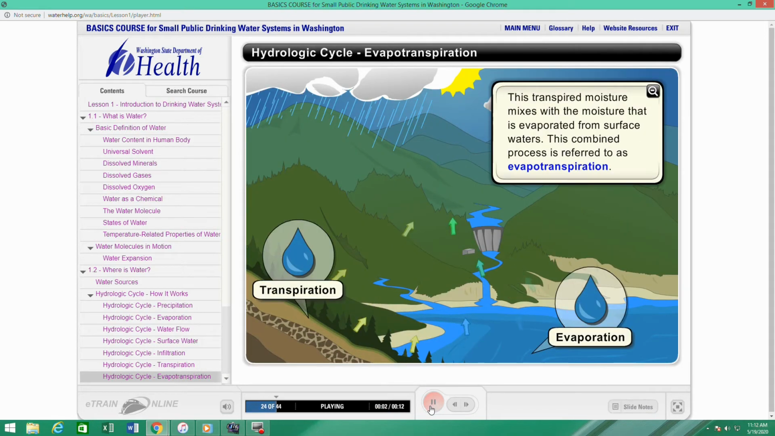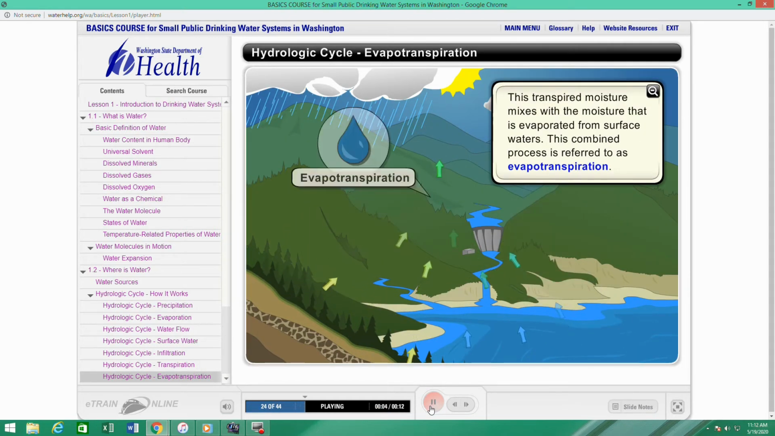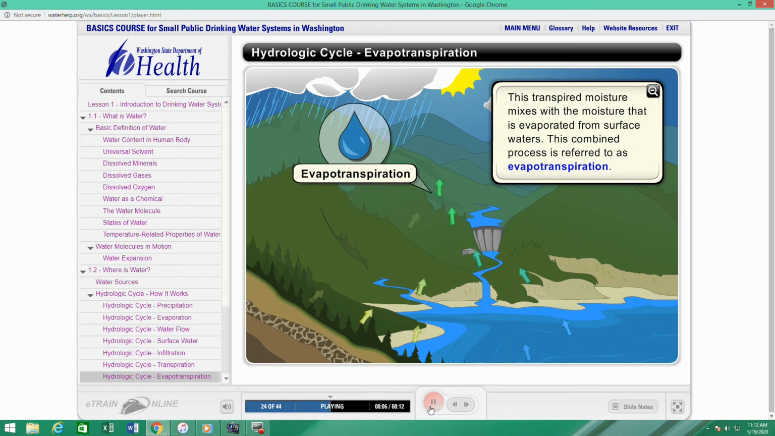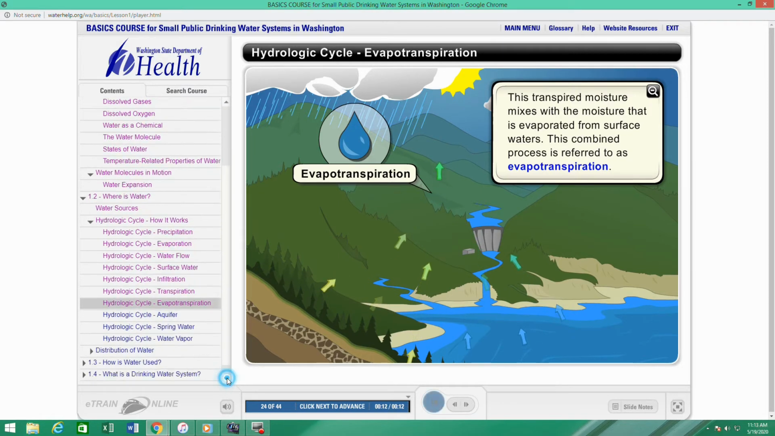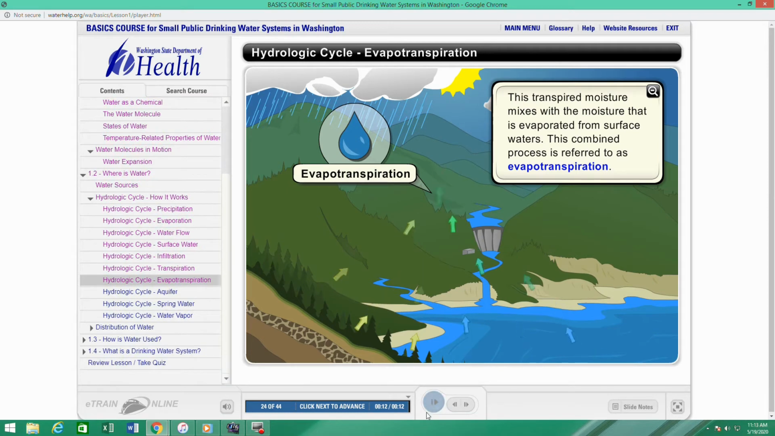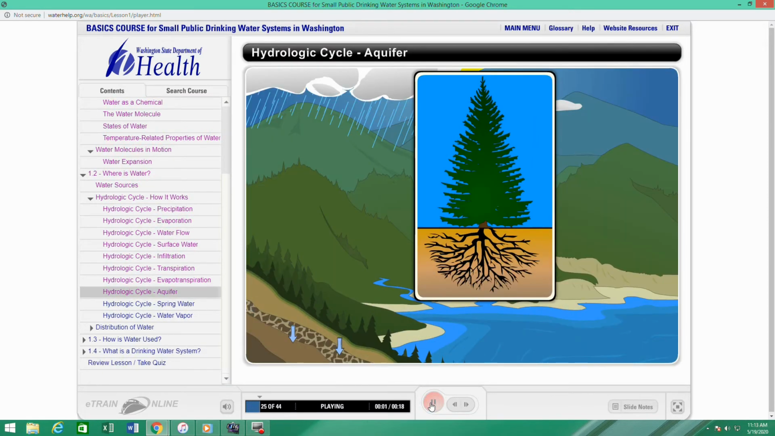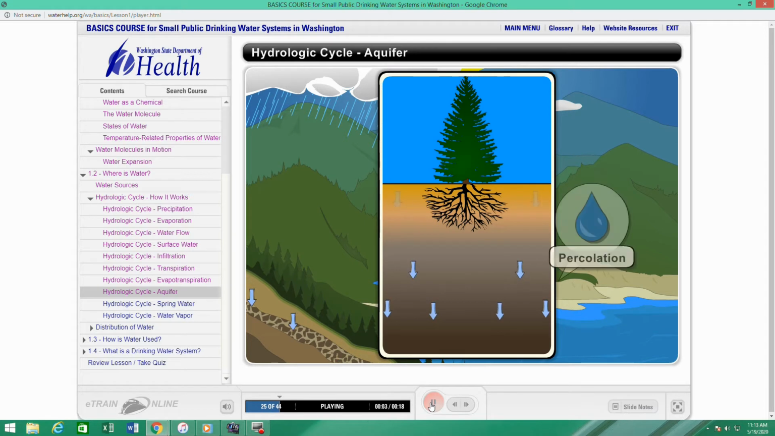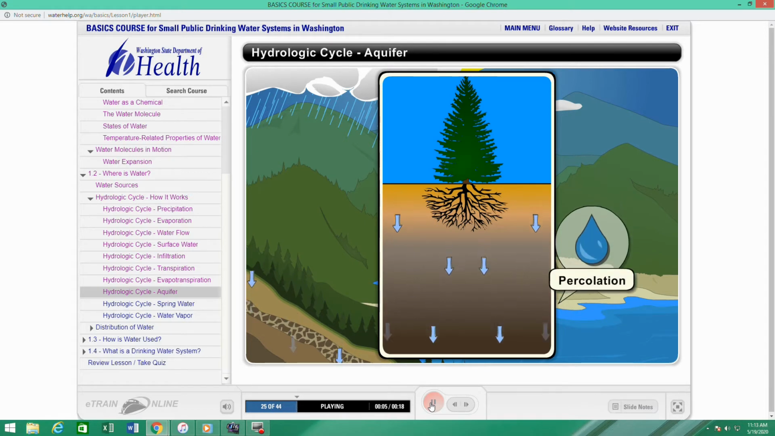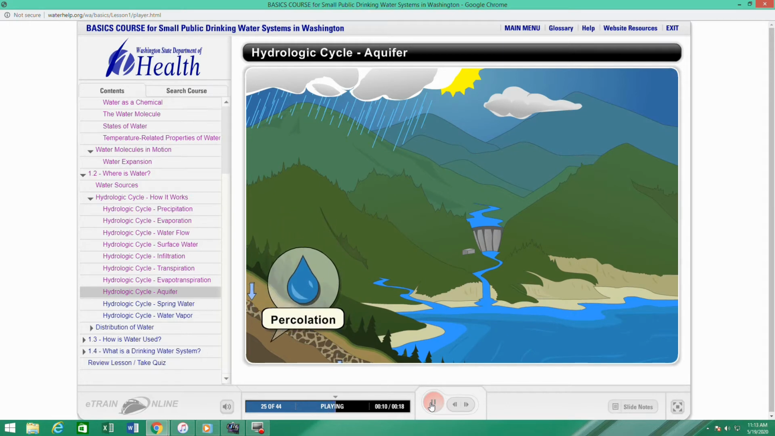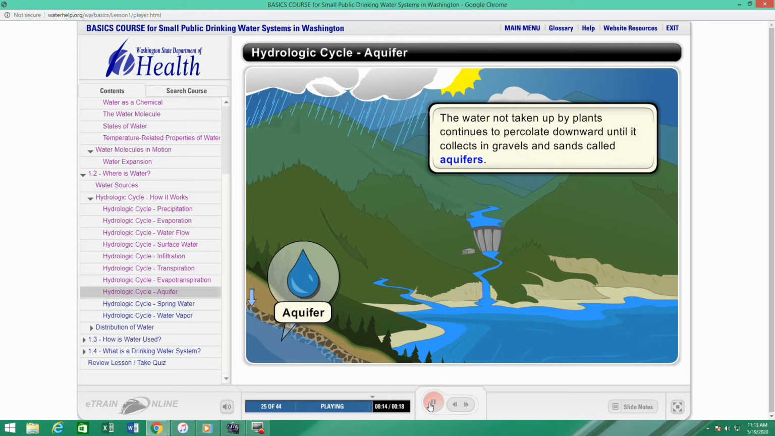This transpired moisture mixes with the moisture that is evaporated from surface waters. This combined process is referred to as evapotranspiration. The water not taken up by plants continues to move downward in a process called percolation. This water continues to move downward until it collects in gravels and sands called aquifers.